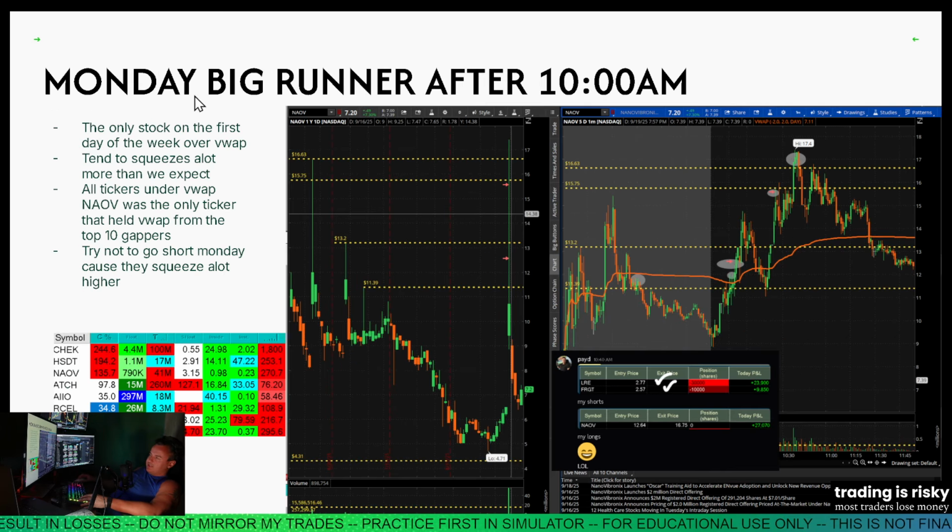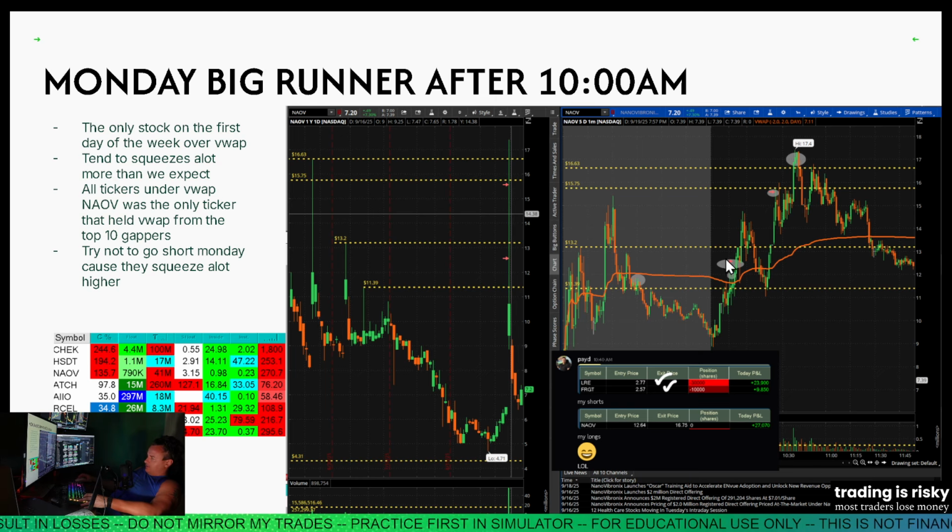Another example is Monday big runner after 10 a.m. So the only stock on the first day of the week over VWAP. NAOV was the only stock you can see here. I looked at the top gainers over here, and NAOV was number 3, and it was a low float underneath 1 million. It was the only ticker under VWAP that reclaimed VWAP and held.